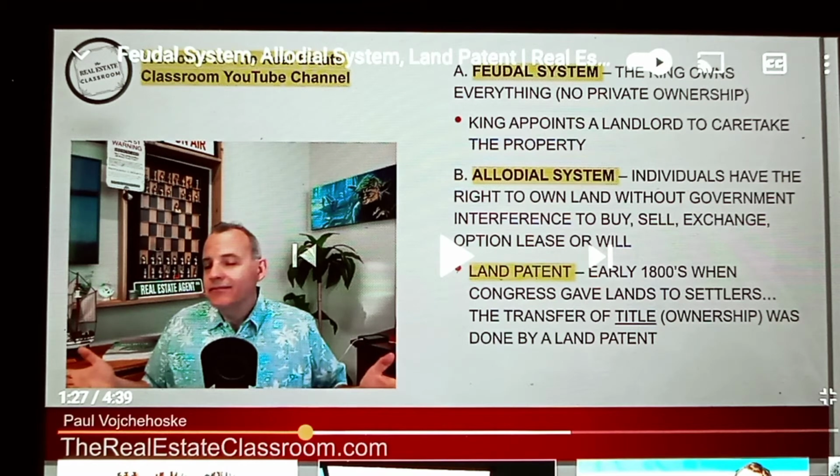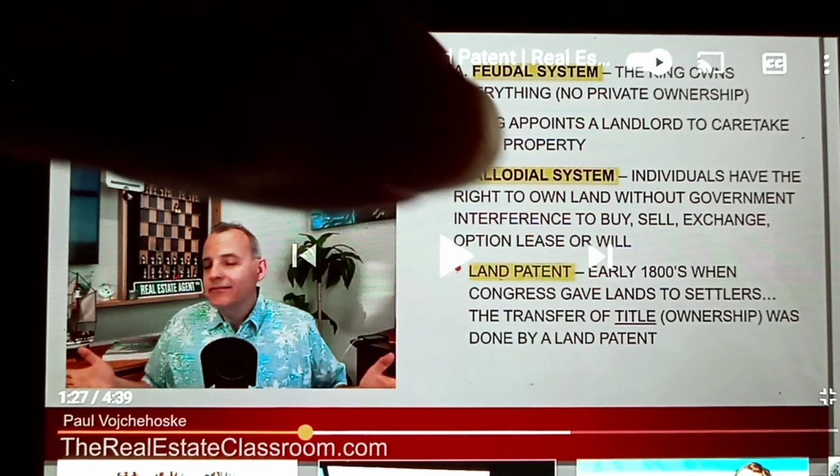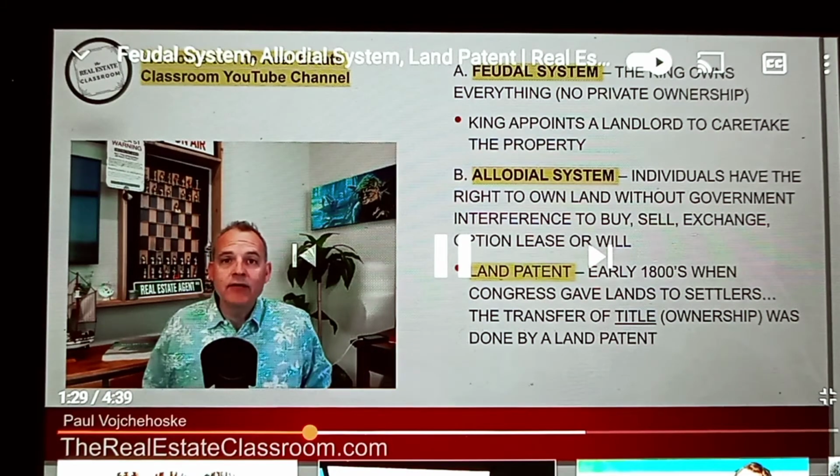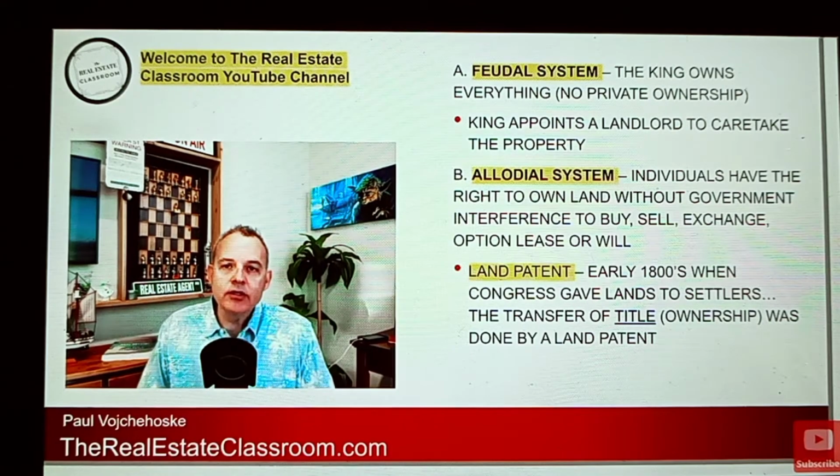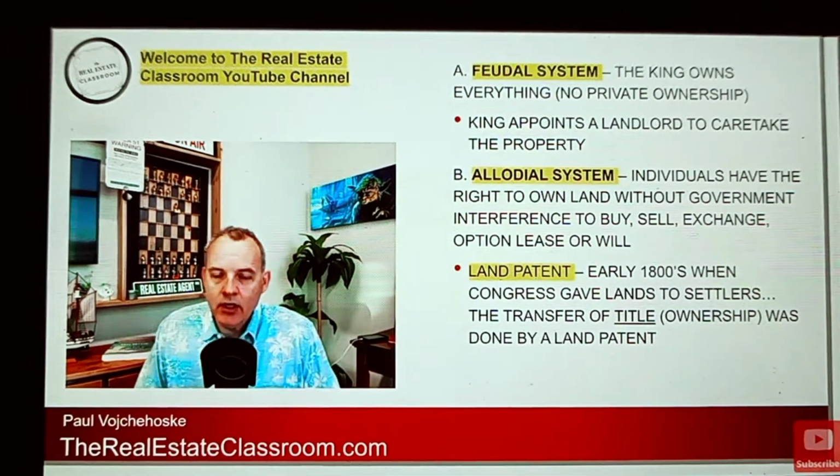And now it's hard to get rid of them. I don't know. It's amazing. Up until now, I never heard of it being on the licensing exam. So what are these two concepts? Well, they are the feudal system and the allodial system of ownership.